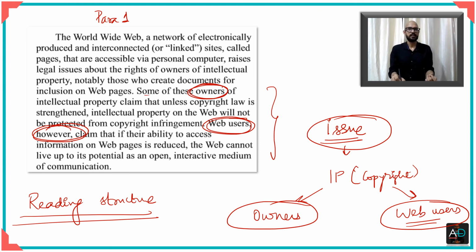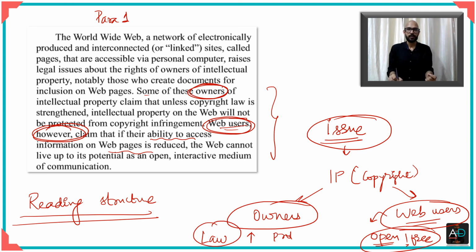The owners are saying that the law must be strengthened. So they're saying make the copyright law stronger. On the other hand, however, what web users say is that if you strengthen the law and then you reduce the ability to access, then the web no longer remains open. So what they are saying here is that the web should remain open, should remain free, and what these people are saying is that it should be protected.